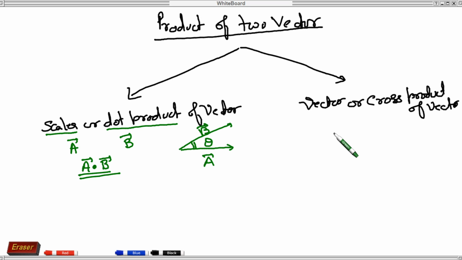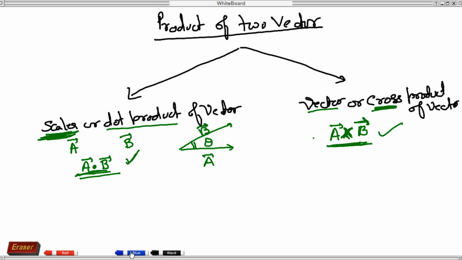Okay, and what is this vector or cross product? I will show you how, if this is vector A, then this is the cross. This is the cross. So this is cross product. This is dot product, and this is cross product. Like we put a cross sign over here, so it's a cross product, and this is a dot product. Why did we write scalar?